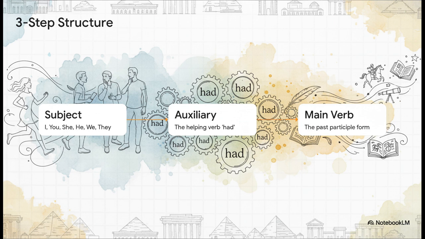Honestly, the absolute best part about this structure is that the helping verb had never ever changes. I mean it. Whether your subject is singular like she or plural like they, it is always had. You don't even have to think about conjugating it.